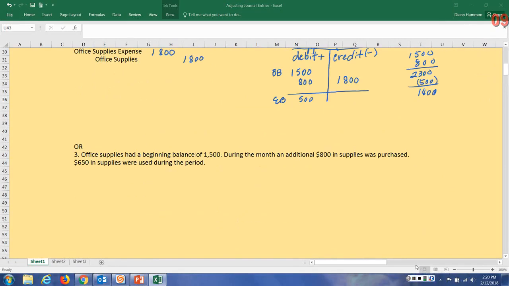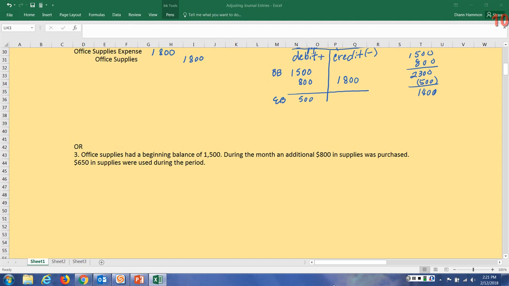Okay, I wanted to clean that up a little bit so you can see this different scenario. So this is just a different scenario related to the office supplies. Here, office supplies had a beginning balance of $1,500. During the month, an additional $800 in supplies was purchased, and now they tell us that $650 in supplies were used during the period. So again, this is just a different scenario, and I didn't use all of the same numbers, so don't be concerned that it's not $800.